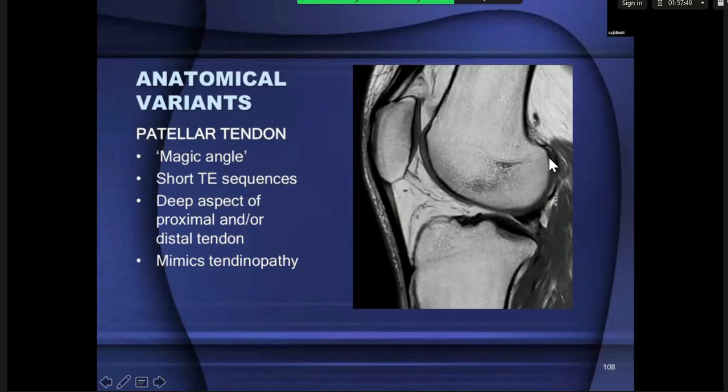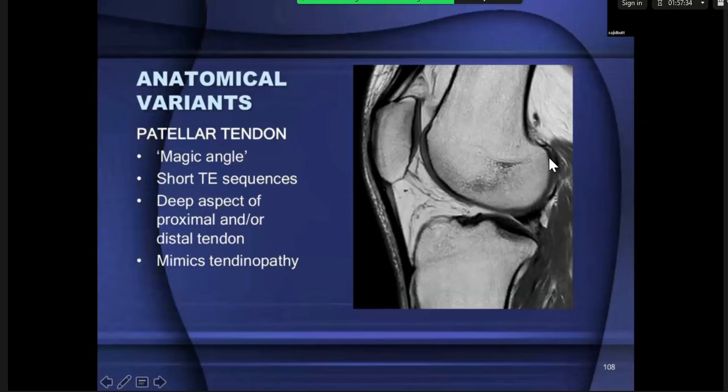In trying to assess the ligamentum patellae, remember that you can have a little bit of bright signal intensity at the attachment of the ligamentum patellae to the inferior pole of the patella. This is not necessarily abnormal.